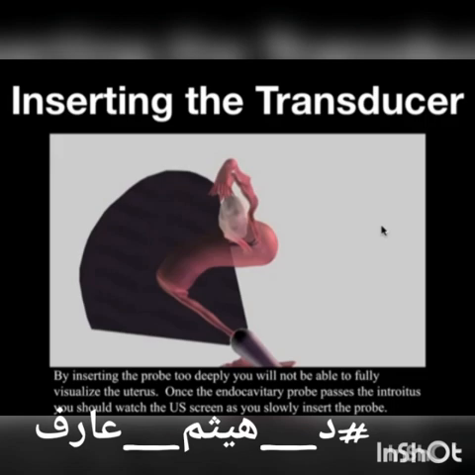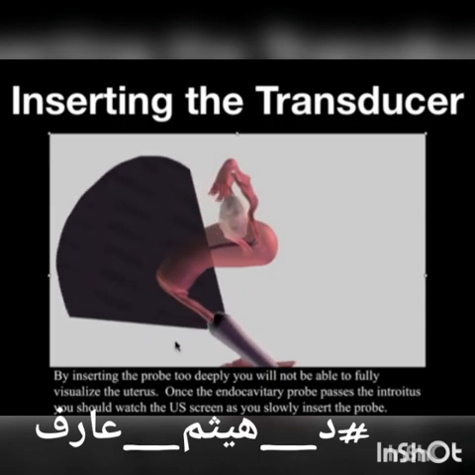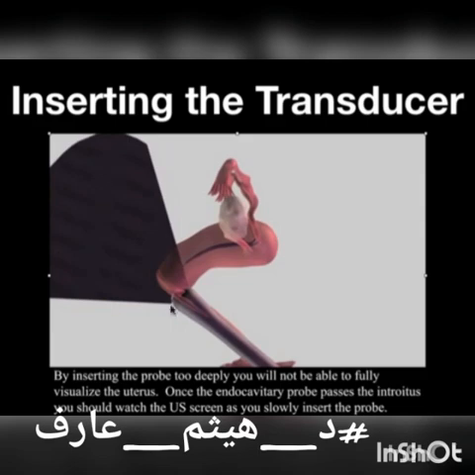So once the endocavitary probe passes the introitus, watch the ultrasound screen as you slowly insert the transducer. Based on your pelvic exam and or transabdominal exam, you should have an idea as to whether or not the uterus is tilted from one side or the other, and this may also be helpful information. But here you can see that if you insert the transducer in too far, you're going to limit your visualization.